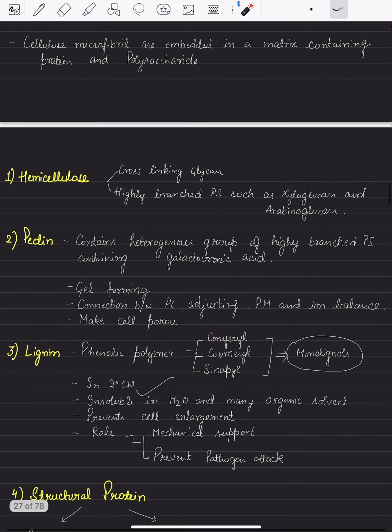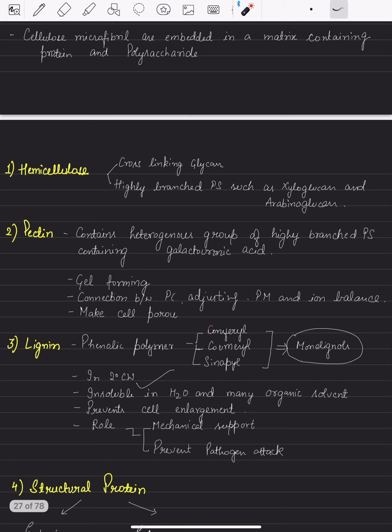If we talk of the role of lignin, lignin is well known for providing mechanical support. Along with that, it also prevents the attack of pathogens. It acts as a barrier. You can see here, this plays a very important role in pathology.